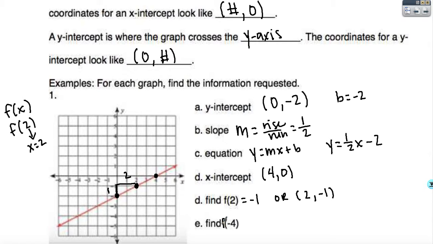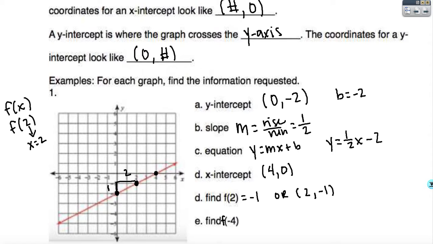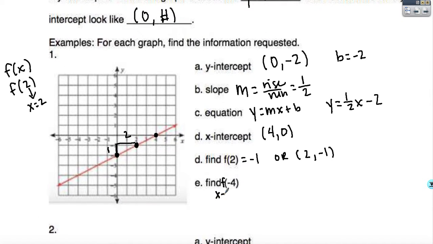On E, let's make this one f of -4. So if it's f of -4, remember that that means I'm going to look at when my x is equal to -4. So I'm going to go on my x-axis and follow it down to where I have something on my red line, and so that would be right here. So f of -4 is going to be equal to whatever my y value is there. And so my y value there is -4. So I might write that as f of -4 equals -4, or you might see it written as a coordinate where your x value is -4 and your y value is also -4.